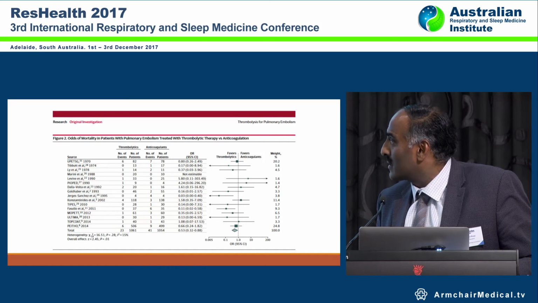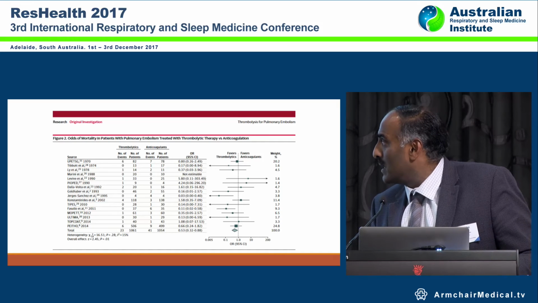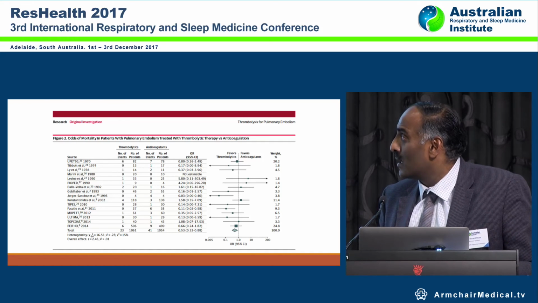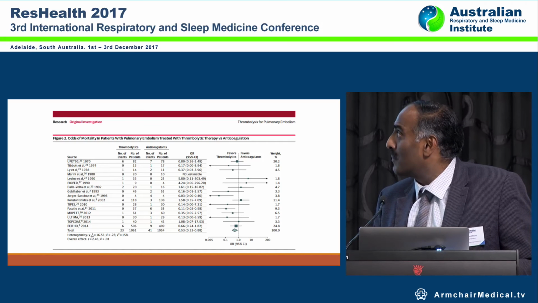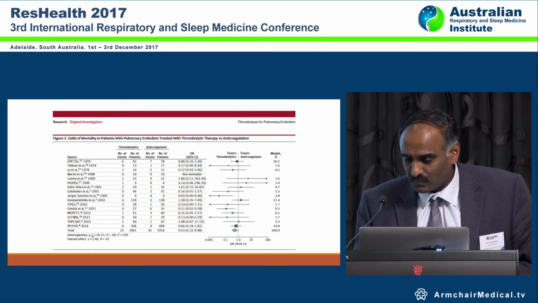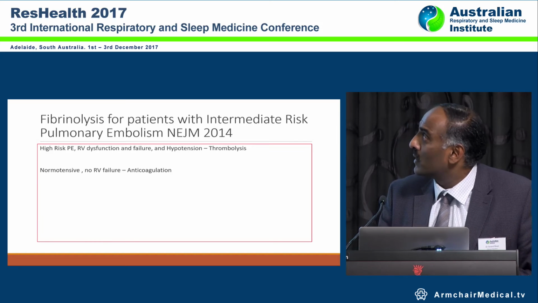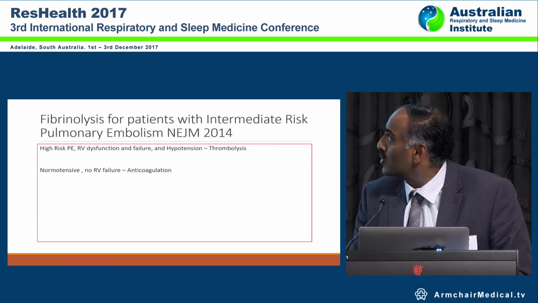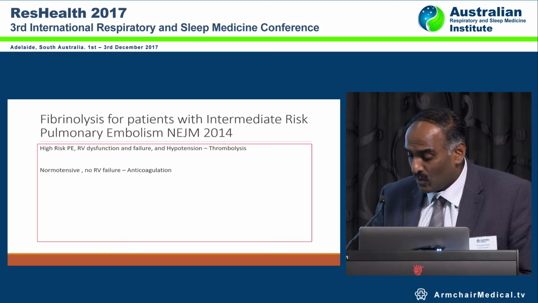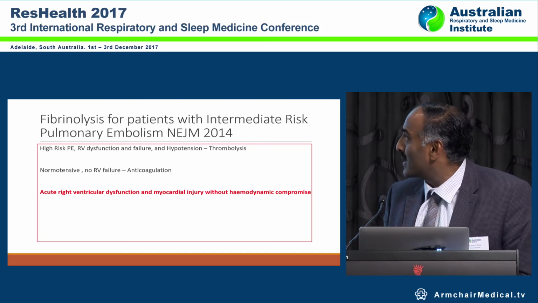a large number of studies until finally the PEITHO trial, published in the New England Journal in 2014, with pretty much almost double the number than the previous studies which were published on the same topic. What did it show? So it looked at high risk, RV dysfunction. So we know that this is a category for thrombolysis, fine. Normotensive, no RV failure, it's just anticoagulation. We're looking at the intermediate or the submassive PE.